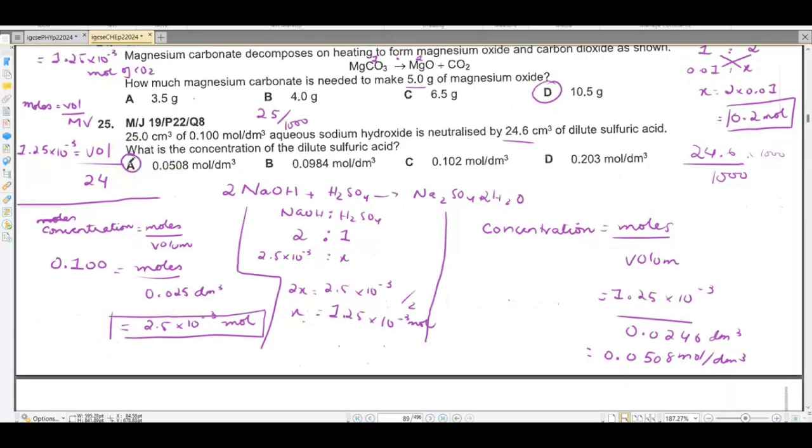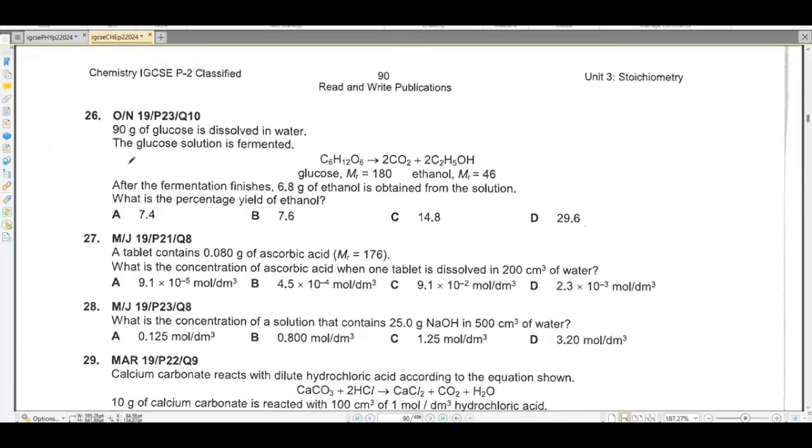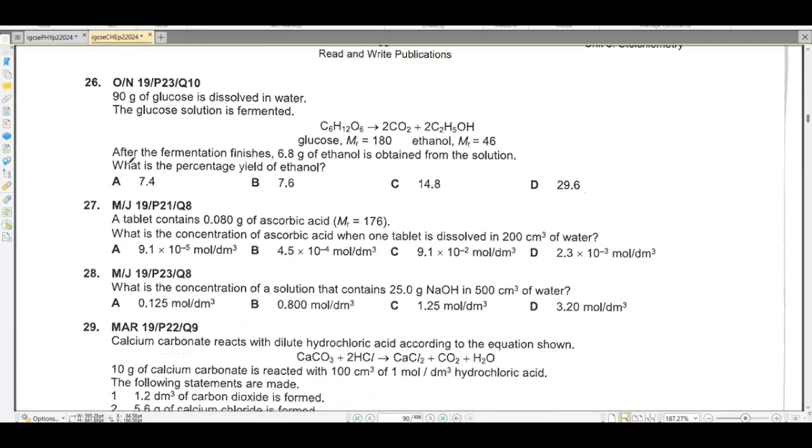Okay. Moving forward to question number 26. 90 grams of glucose is dissolved in water. The glucose solution is fermented. After fermentation finishes, 6.8 grams of ethanol is obtained from the solution. What is the percentage yield of ethanol?